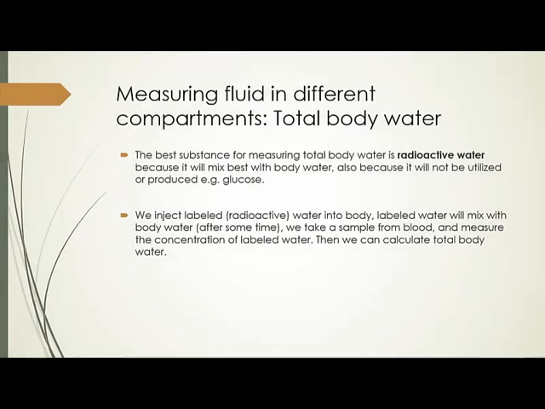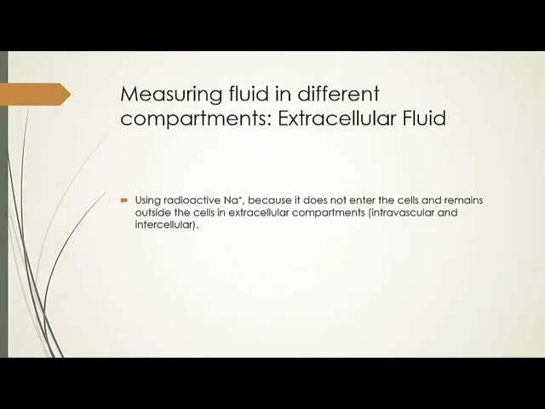To measure the total water in the body, we inject radioactive water, which will mix with the body water, and by taking a sample from blood, we can measure the concentration of the labeled water, the radioactive water, and then we calculate total body water. Now for the extracellular fluid, we use radioactive sodium ion because sodium ion does not enter into the cells.